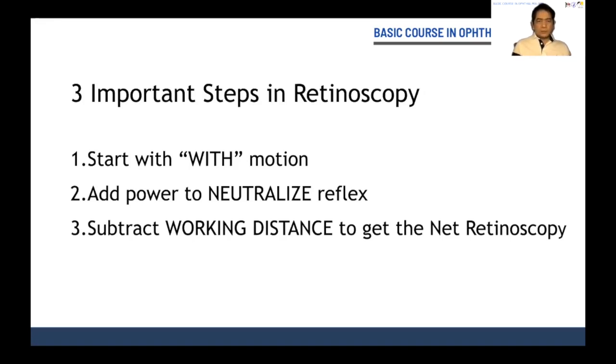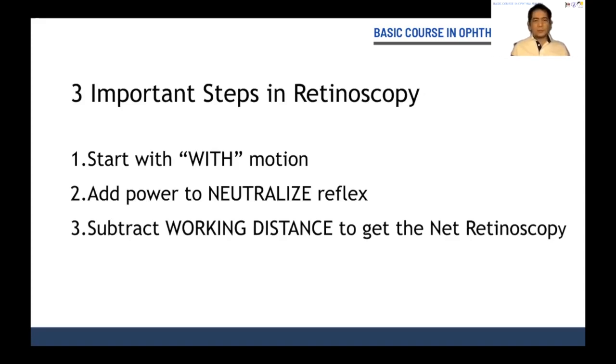There are 3 important steps that you always have to remember. First, always start with motion. Check the 2 principal meridians first, and then look for a with motion. And then you start from there.